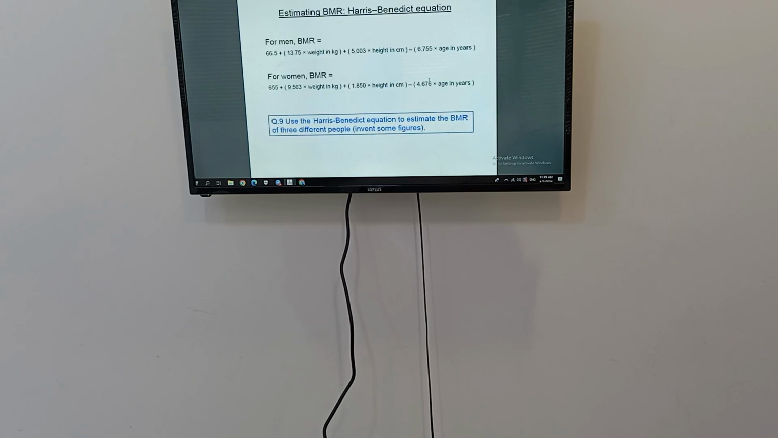Basal metabolic rate, which is the BMR. Estimating BMR according to the Harris-Benedict equation.